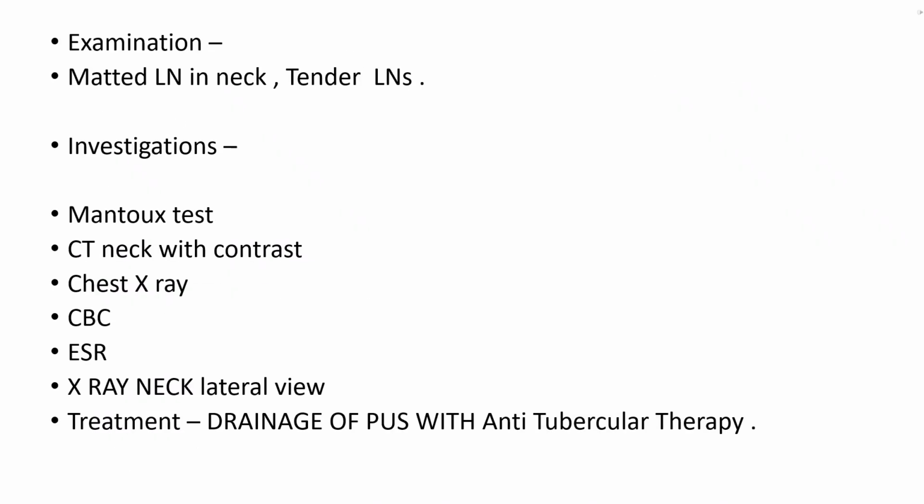Now coming to the examination part, when we examine the patient of chronic retropharyngeal abscess, we will see there will be presence of matted lymph nodes in the neck, and that will also be tender on palpation. What are the investigations that we can advise in case of chronic retropharyngeal abscess? Basically, we have to rule out the tubercular causes. Okay, so we will advise the investigatory panel that belongs to tuberculosis.